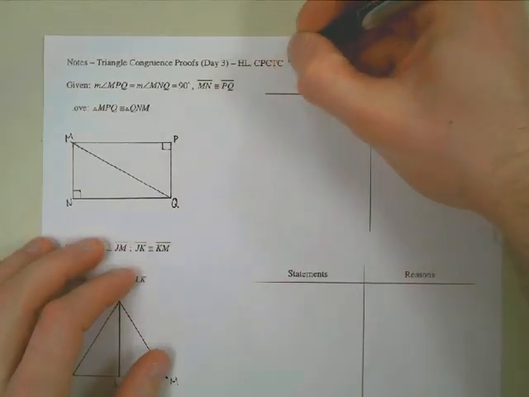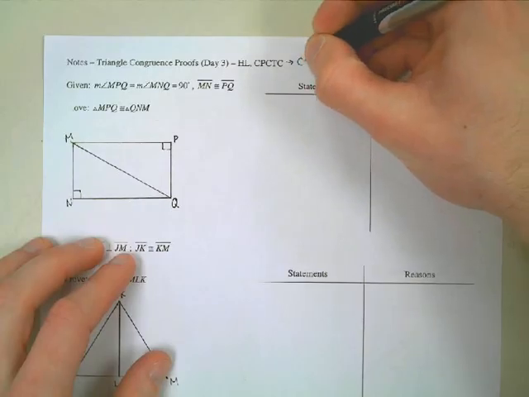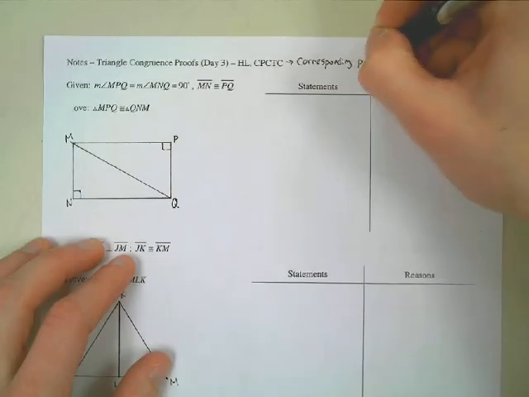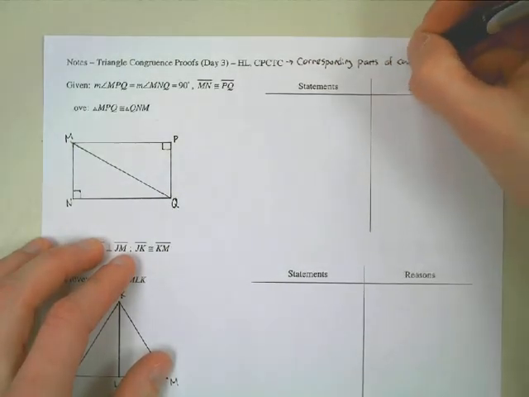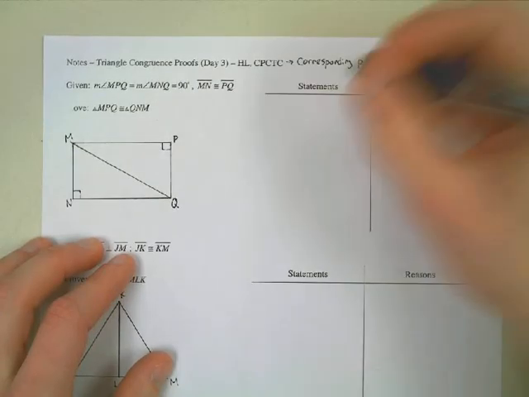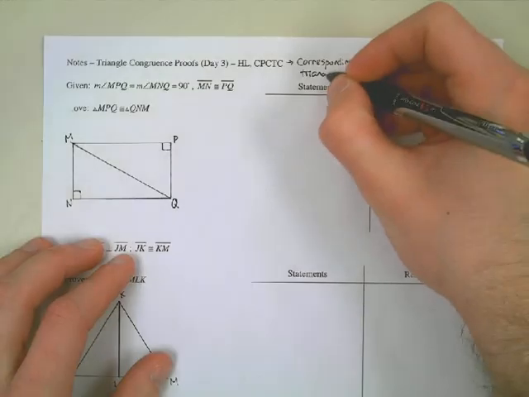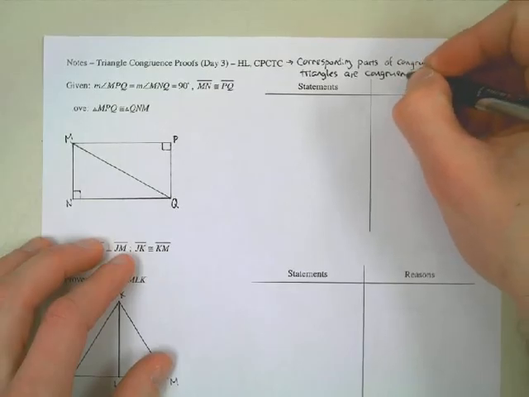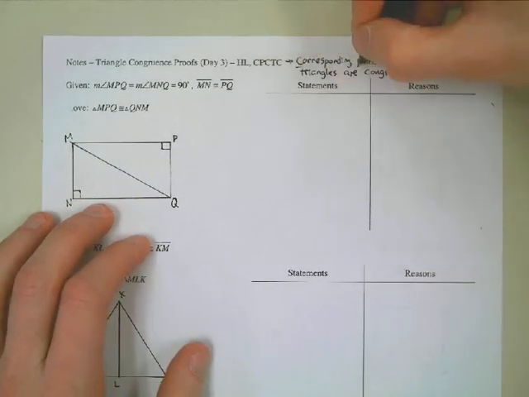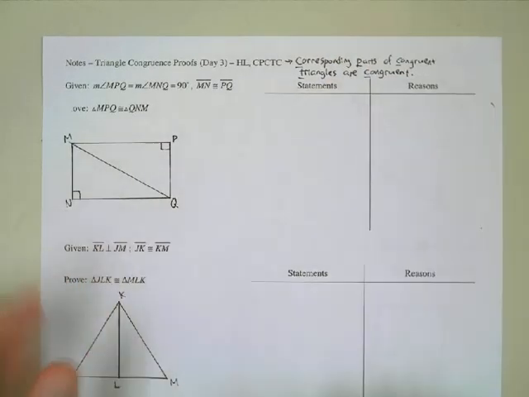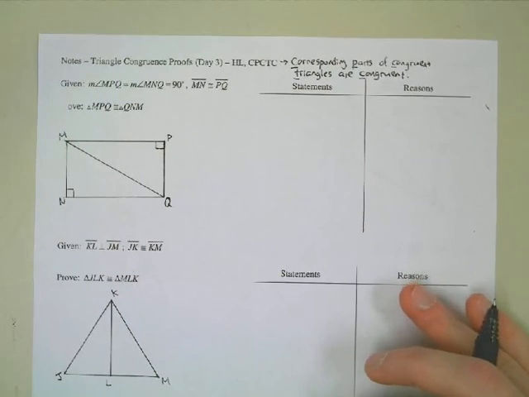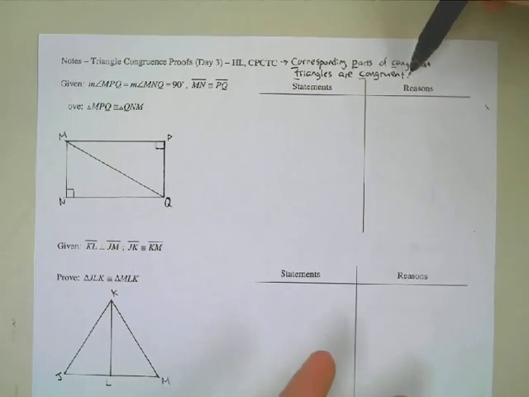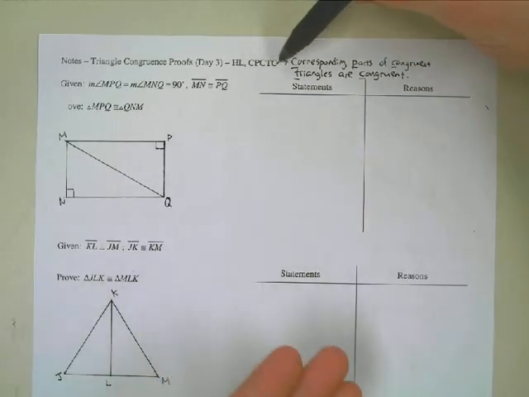So CPCTC, I'm going to write over here what that stands for. It stands for corresponding parts of congruent triangles are congruent. So there's the C, the P, the C, the T, and the C. CPCTC. So you can see that instead of writing this huge statement out in our proofs, we're just going to use this acronym here, CPCTC.